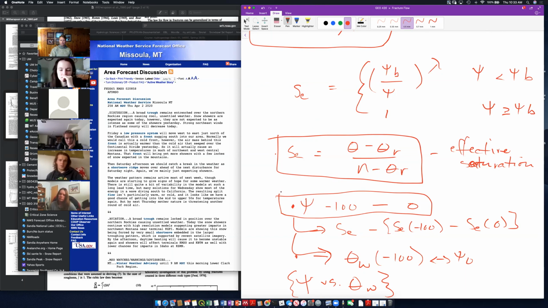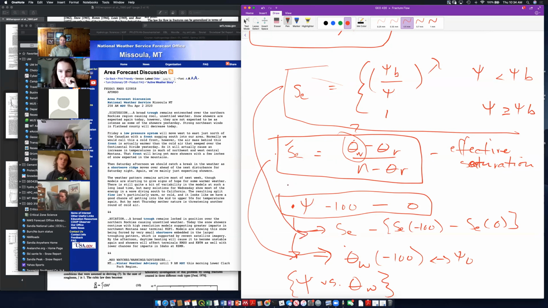Which equation do we calculate theta sub w with? Is it the SE equals theta minus theta r over n minus theta r? Yeah, you just have to solve for this. You want to solve for this, and that'll give you this. And you're going to have SE from when you were solving for it up here. That equation is going to give you SE.